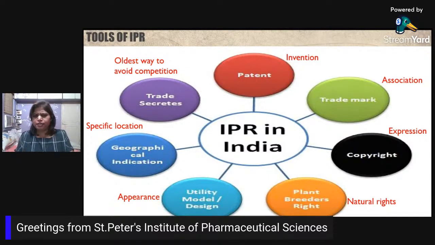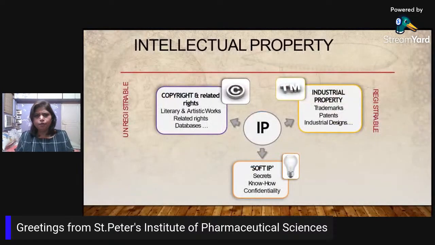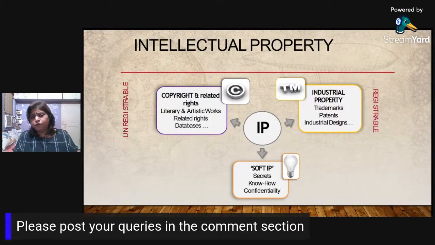Trademark, patents, trade secrets, as we have already seen. Utility design means industrial design. So out of the IPs that we know of, trade secrets are soft IPs. The reason for them is because they are very confidential. We'll talk about it later on, why they are called soft IPs.